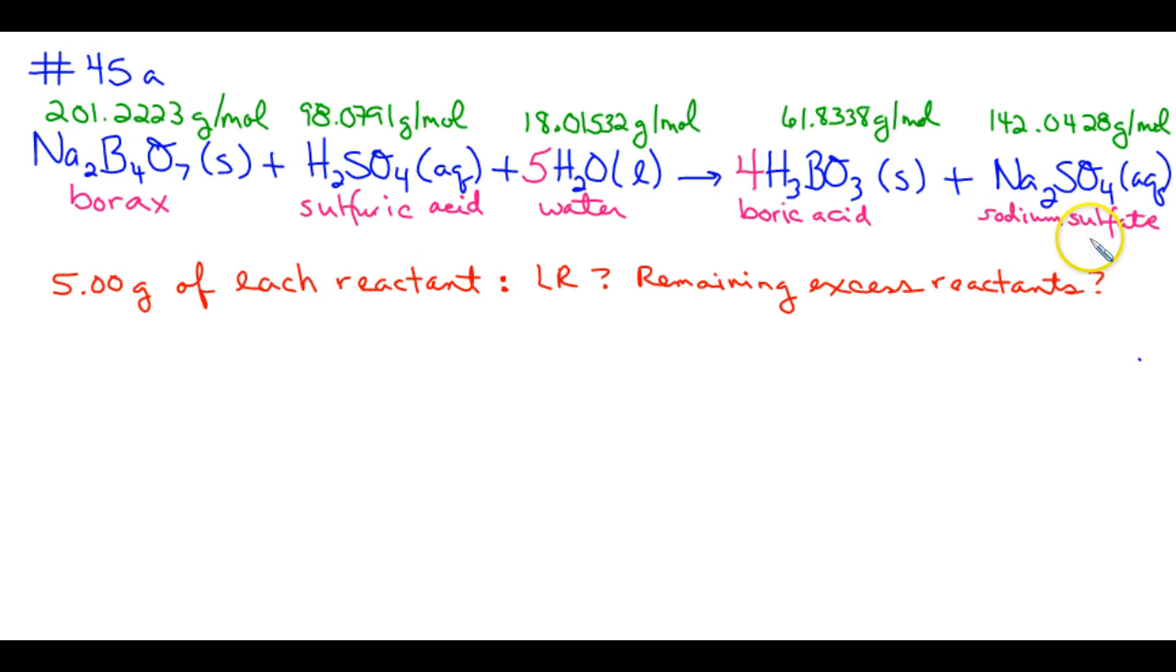In the text of the problem, you were told that you have 5 grams of each reactant, and they want to know which one's the limiting reactant. After you determine that, they want to know how much extra of your excess reactants do you have left over.